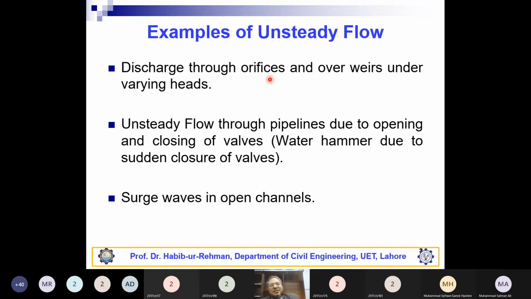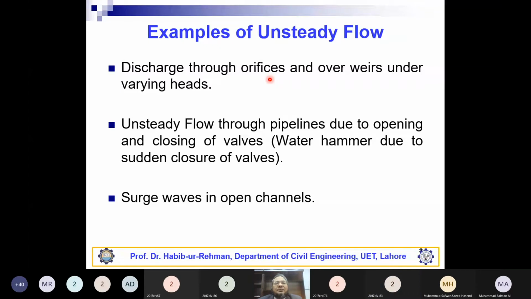And you know, sometimes there may be some inflow. And when the inflow is more than the outflow, then the storage in the reservoir keeps on increasing. Due to that, the head will increase, and then the flow rate will increase. So even in that case, the flow would be unsteady if the head keeps on changing.